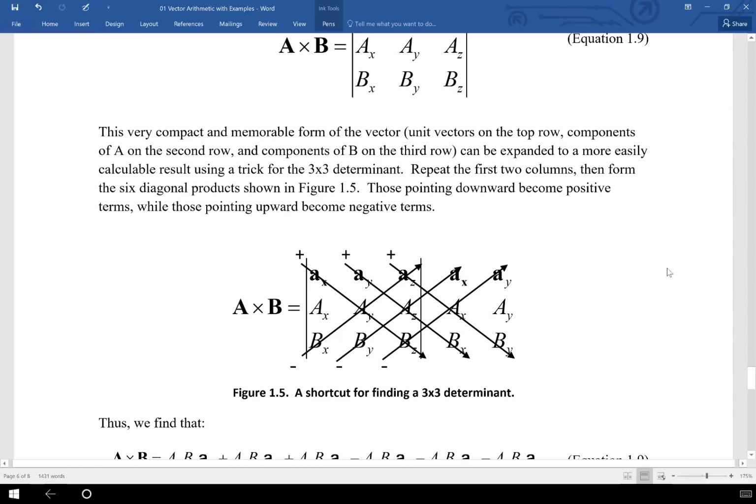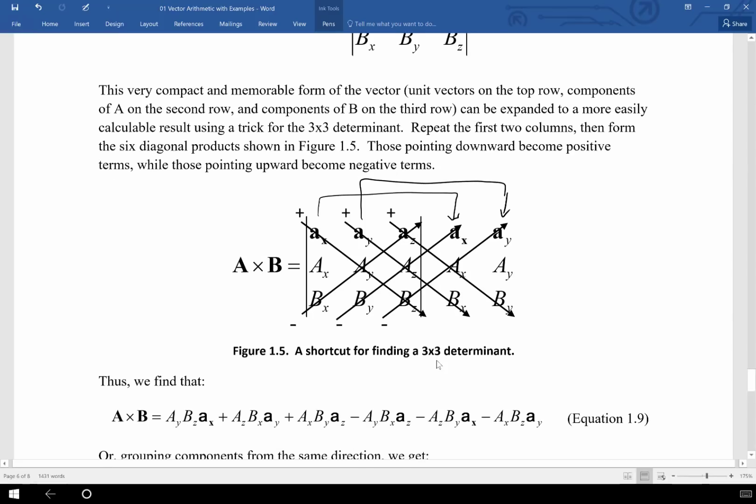You just either literally or figuratively add a couple of extra columns. There's an extra column, which is really just a duplicate of the first column. And this one is a duplicate of the second column. And so then you take the downward leaning diagonals, go to the right. Downward diagonals are positive, upward diagonals are negative. And that will allow you to calculate the determinant with a nice shortcut.